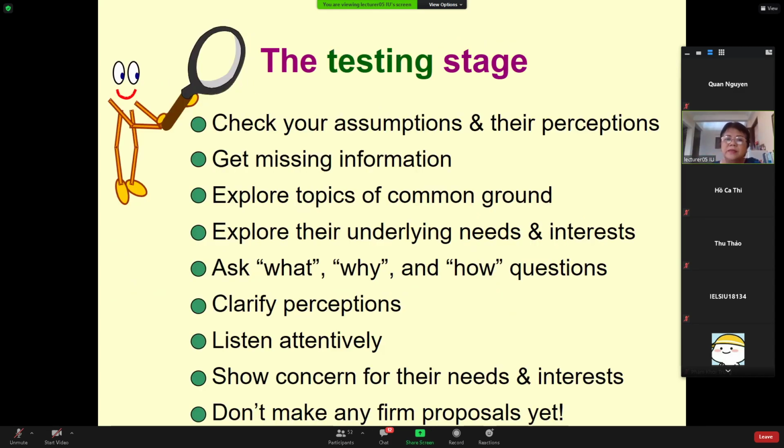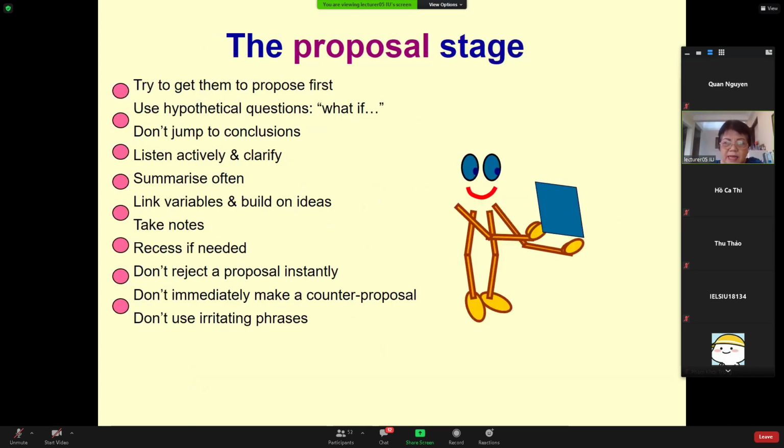After we open the meeting and test, we understand ourselves and the other side, and then we make the proposal stage. In the proposal stage, try to get them to propose first, okay? In a negotiation, whoever speaks first has less power. As a buyer, we have the right to ask the supplier for a proposal. Try to get them to propose first, okay?